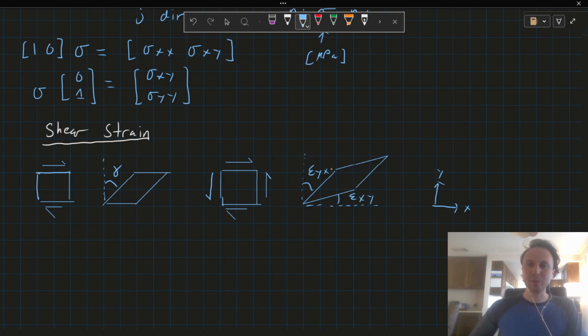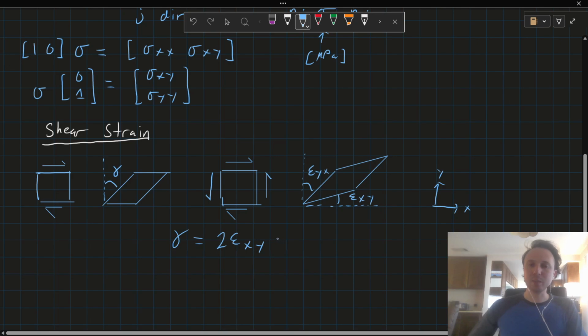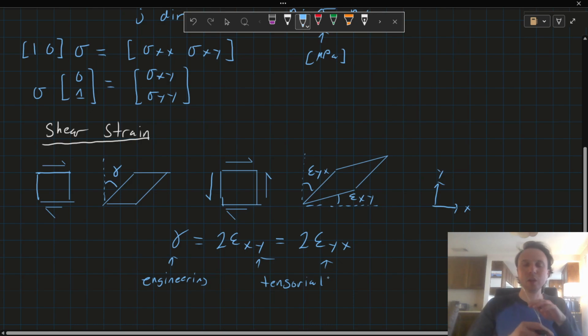And you'll notice what this ends up being is that each one of these is 1/2 of gamma, so that we end up having gamma equals 2 epsilon xy, and that's 2 epsilon yx. So this is called the engineering shear strain. And then these two are both called the tensorial. So I just wanted to point that out so that there's no confusion.